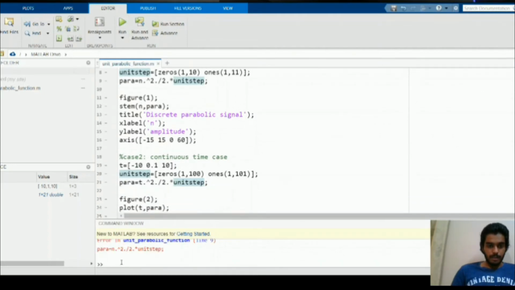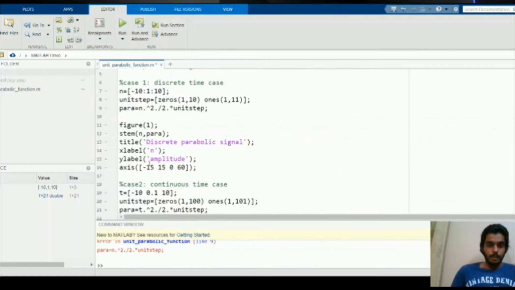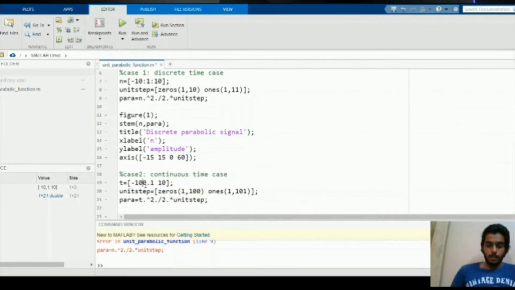We're having an error again. Unit step to stop. Yeah, looks like we have to give a semicolon up over... No, we have to give a colon up over here. So giving the colon over here, it will be. Now let us try to run the code.